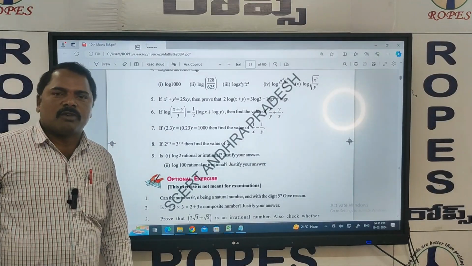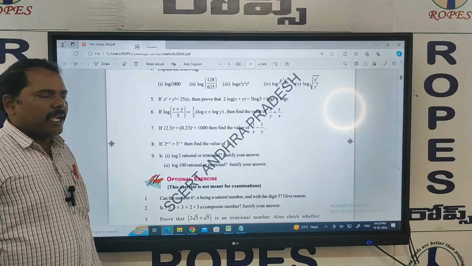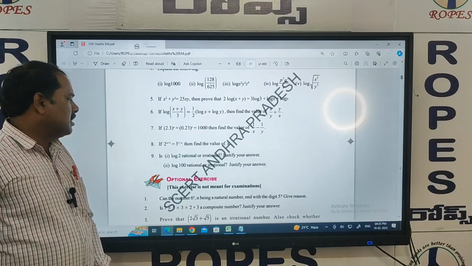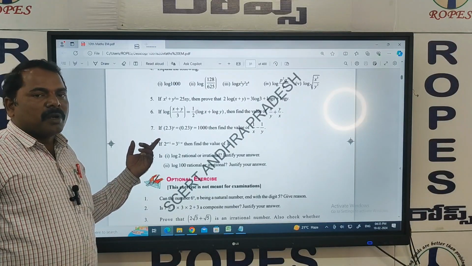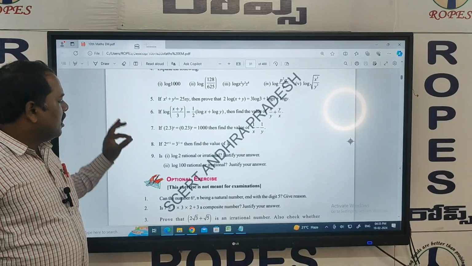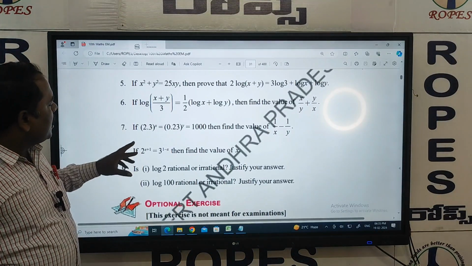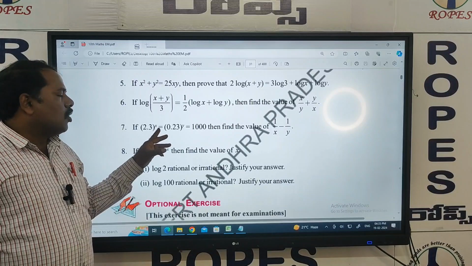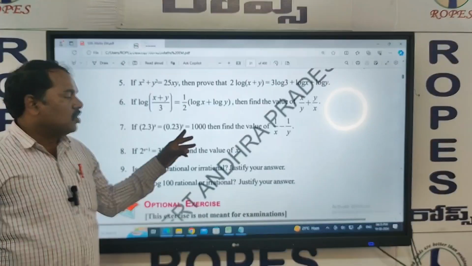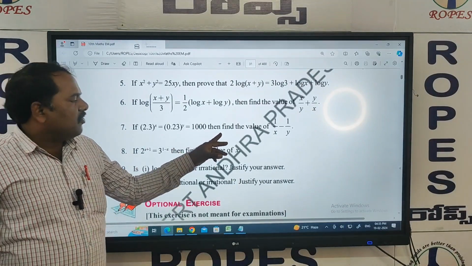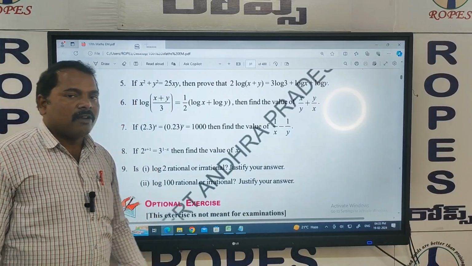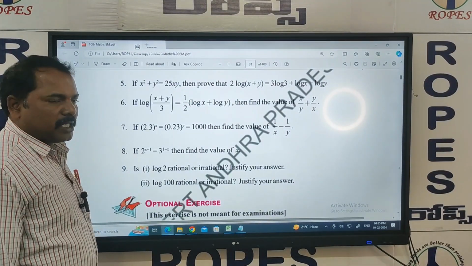Hi everyone, this is Yokumar from Ropes Organization. Today we will see exercise 1.5 in real numbers. The main important problem for the 8 marks questions is the 7th question. If 2.3^x = 0.23^y = 1000, then find the value of 1/x - 1/y. Very important problem for 8 marks purpose.